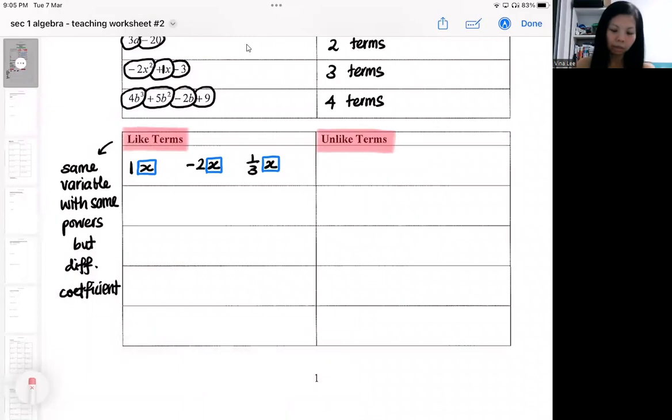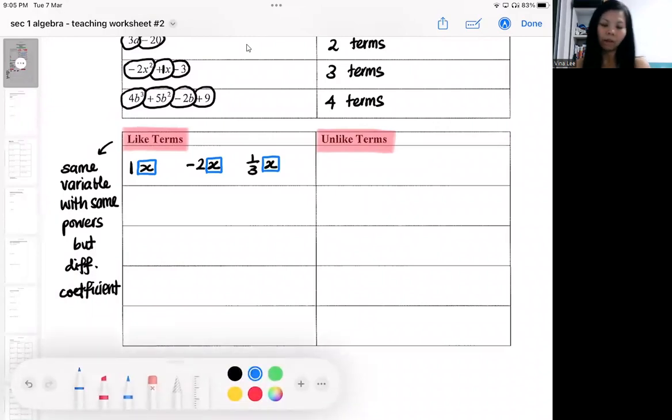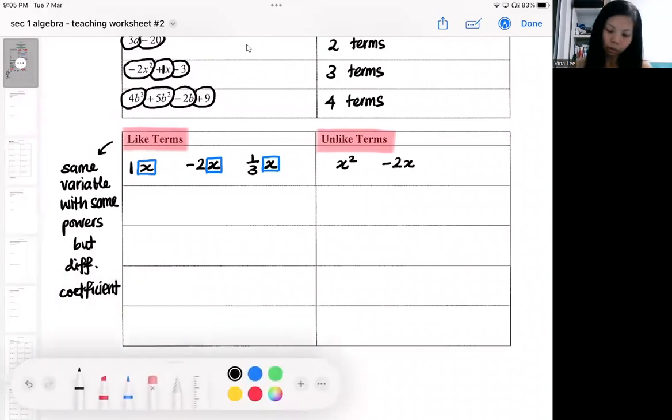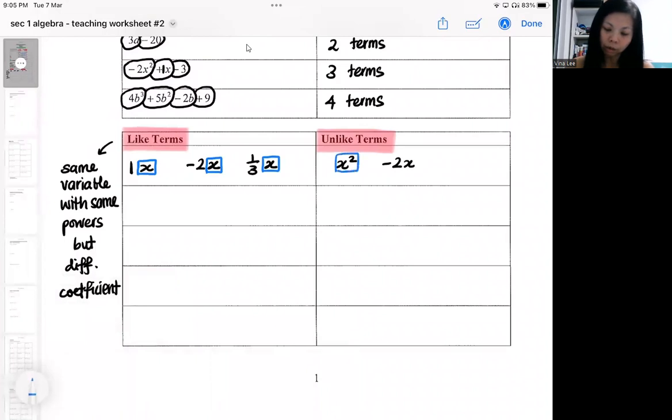So what do you mean same power? Okay, what if I give you a different power? So for example, if I give you x squared and -2x. If you look at the powers, this is x squared, the power is 2. This is x, power is 1. So they are considered unlike terms. So think about unlike terms as a different family.